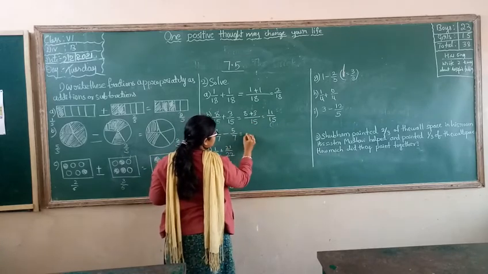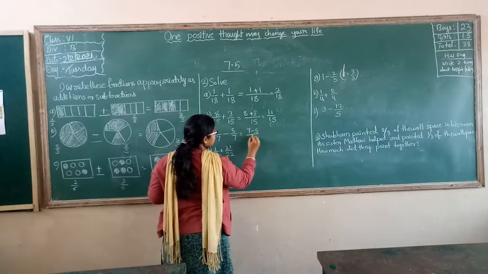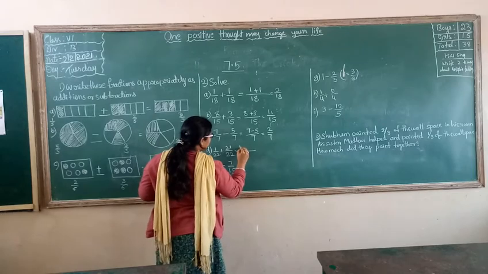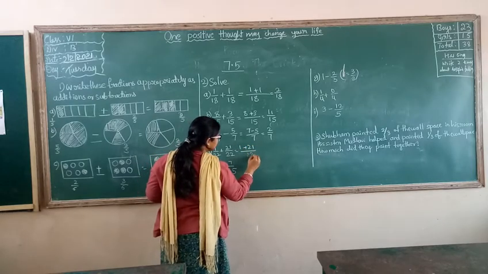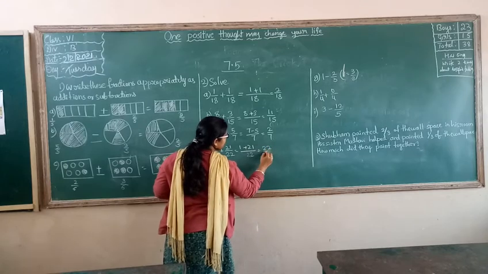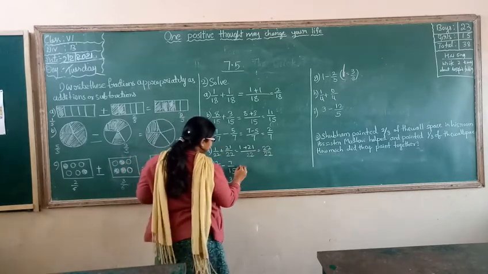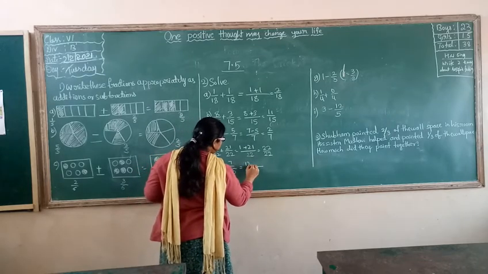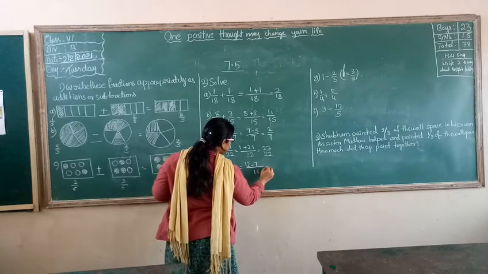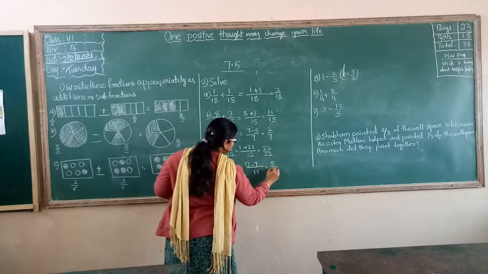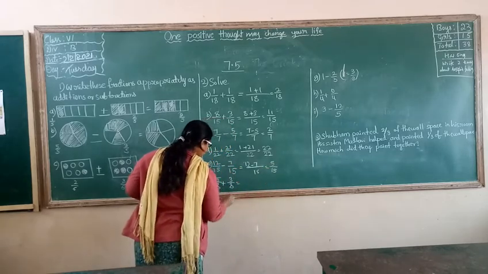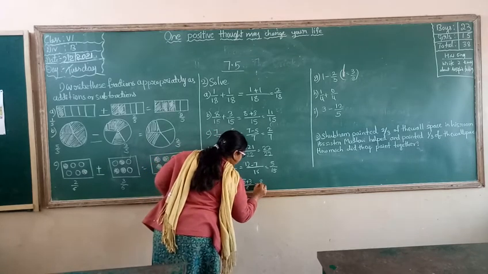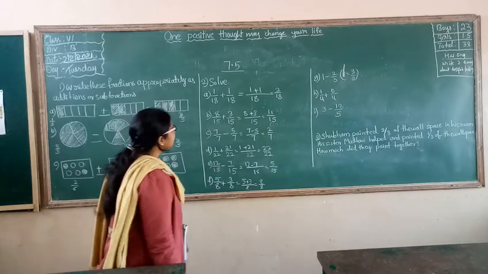And here subtraction is there. 7 minus 5 divided by 7, it is 2 by 7. And here 1 plus 21 divided by 22, it is 22 by 22. And here 12 minus 7 by 15, it is 5 by 15. It is 5 plus 3 divided by 8, it is 8 by 8. Okay?